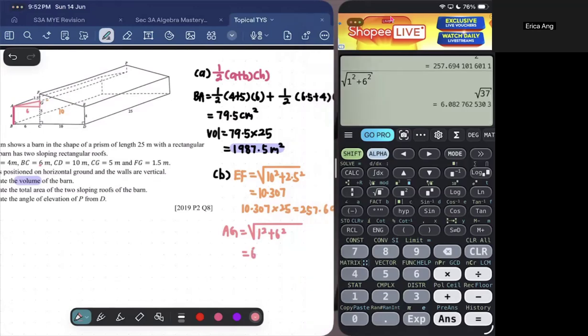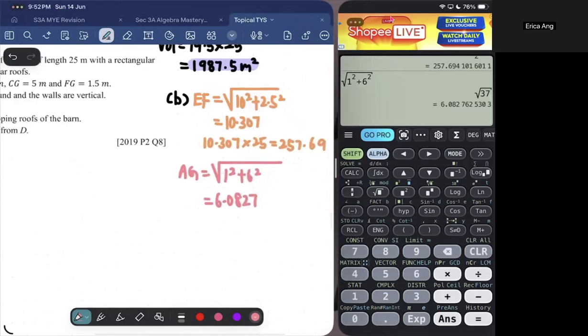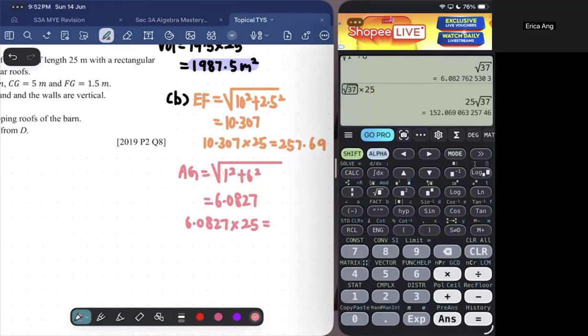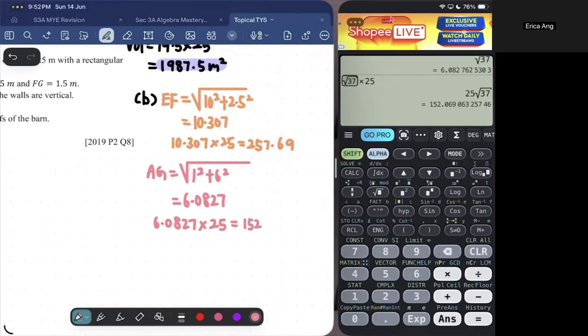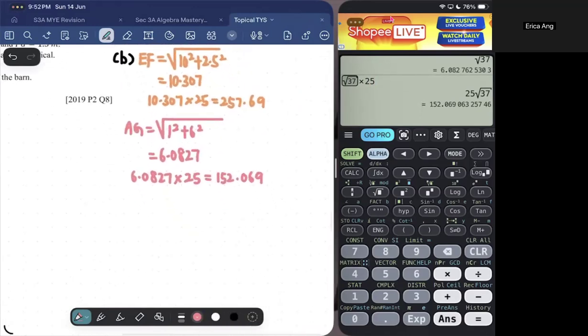Okay, so this is 6.0827. Like that. So then what we have here is 6.0827 times 25. This is 152.069. So all you need to do now is add them together.